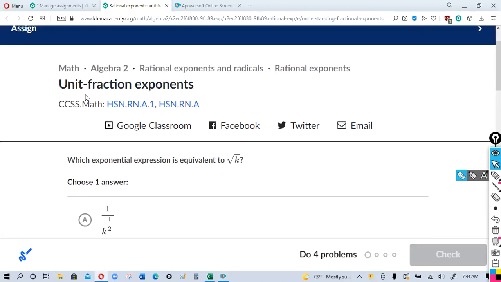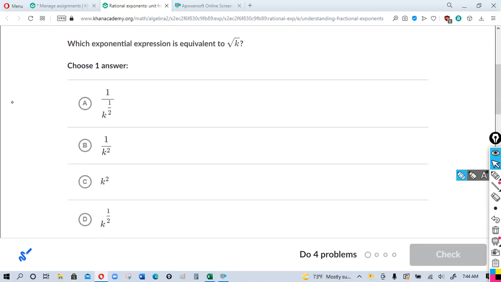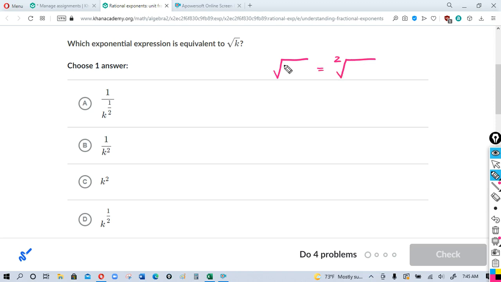This will be for the con-assignment, unit fraction exponents. All right, so the thing to remember here, we already know how to do square roots, okay? And the number that is outside of the radical symbol is the root, okay? So for the square root, you don't write a number, but the root is actually a 2. That's the only case where you don't write the number, square root.